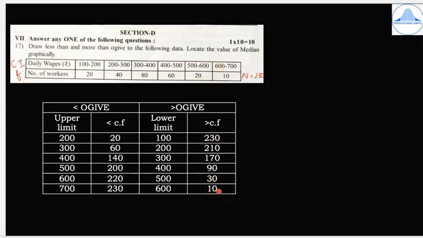So it's very important that you learn thoroughly as to how to compute the less than CF and more than CF.